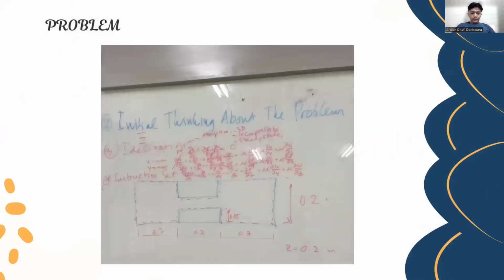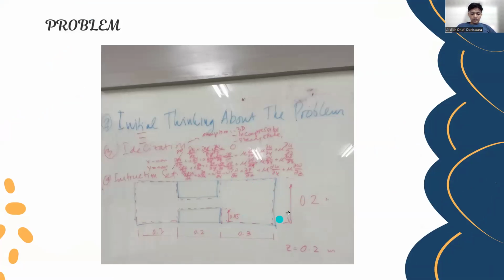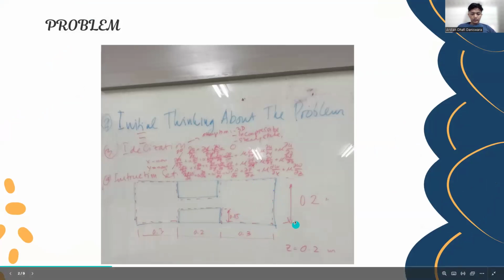So here's the problem. The given image presents a problem involving the numerical solution for partial differential equations for a specific geometry like this. The geometry and dimensions are specified in this image, and the assumptions include a 3D incompressible steady-state flow with viscosity.